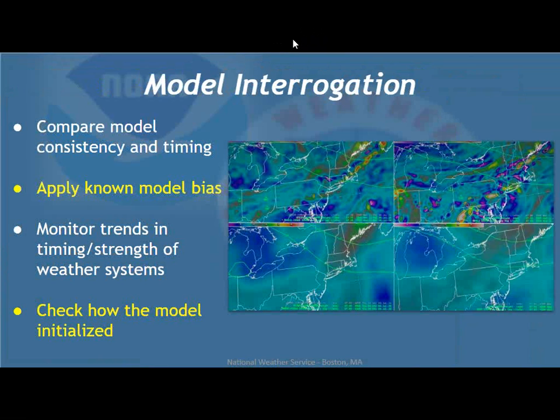We also have to apply known model biases that we, as forecasters, have learned over however many years or winters. Maybe the GFS has a dry bias. It usually underforecasts precipitation, something like that. We take that and apply it to future storms. Also monitoring trends, like I mentioned with the timing: with each successive run of the model, is the storm moving faster and faster, slower and slower, something like that. And I already mentioned how it's initializing with the current conditions. So all that stuff is called model interrogation.